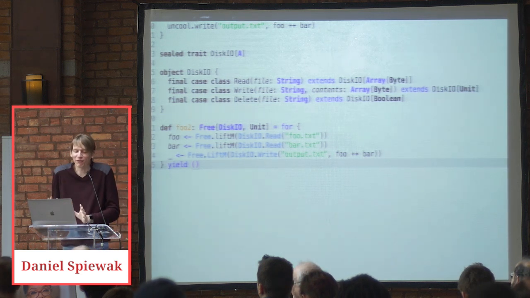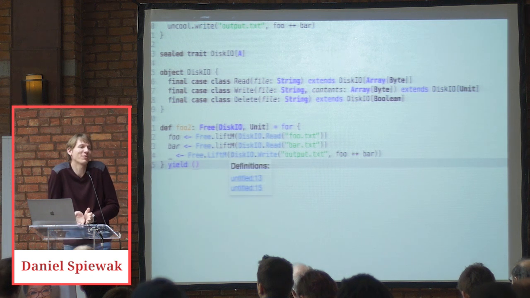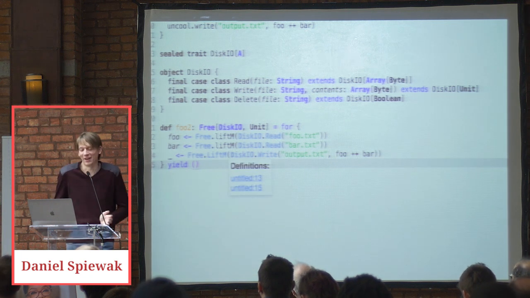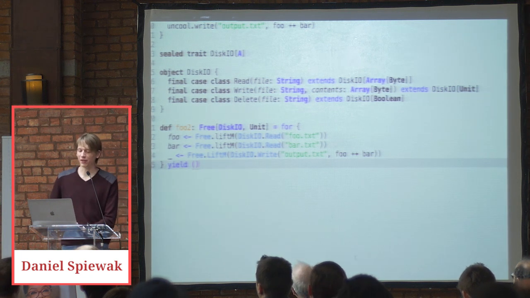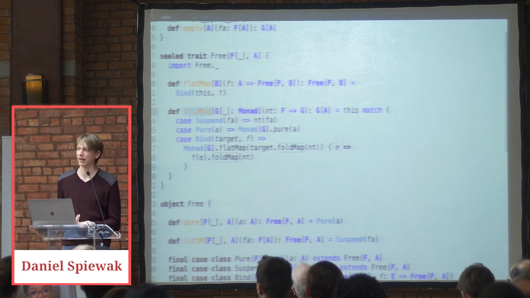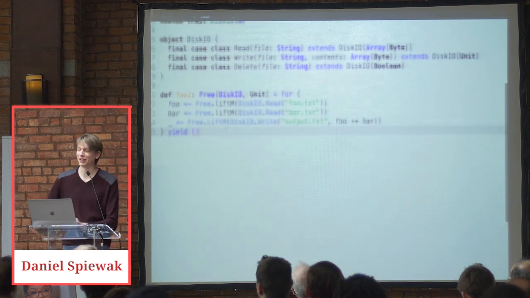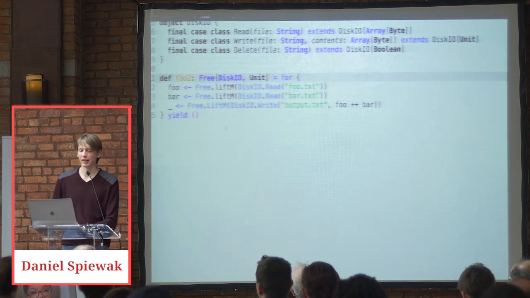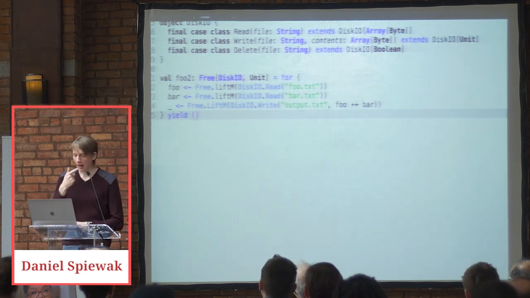So great, we've got a free of disk IO of unit. What can we actually do with that? Well, the only other function we defined on free, other than being a monad, was this foldMap. foldMap is literally the only other thing, so maybe we can use that to do stuff. I'm going to define this as a val because I'm cool.